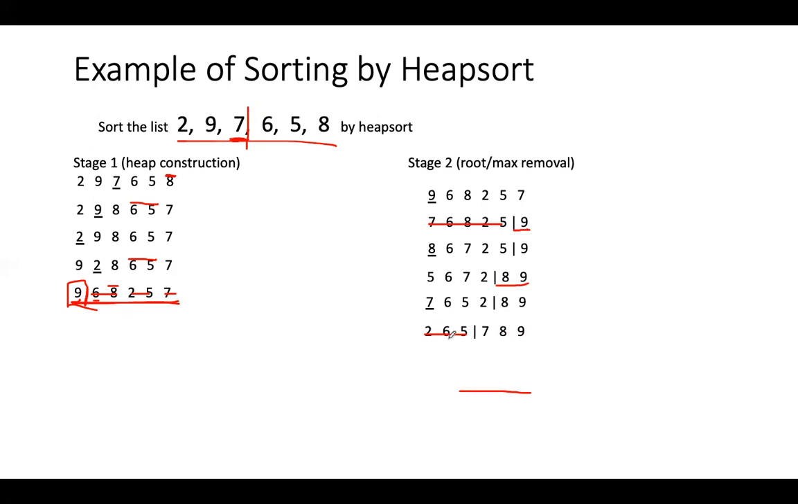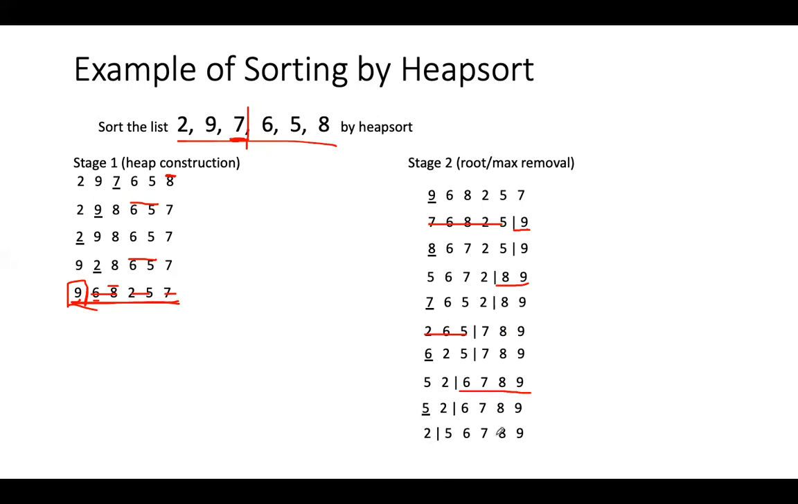New heap, 2 is less than 6, 5. Replace it with 6. So this is the new heap. So 6 is the root. Remove root 6 and swap it with 5. 5, 2. So this is the new heap. There is no swapping needed here. 5 will be the root. So remove 5. This is the new sorted list.